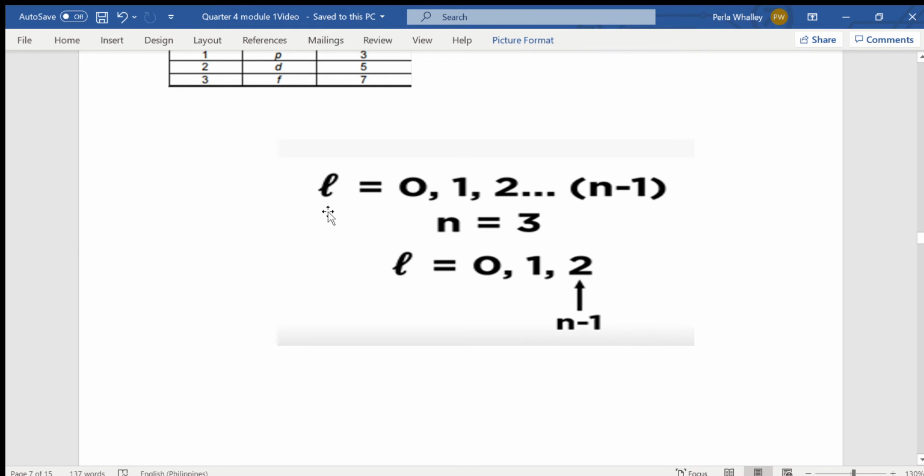When n is equal to 3, l would be equal to 0, 1, and n minus 1. 3 minus 1 is 2. So 0, 1, 2 when n is equal to 3.